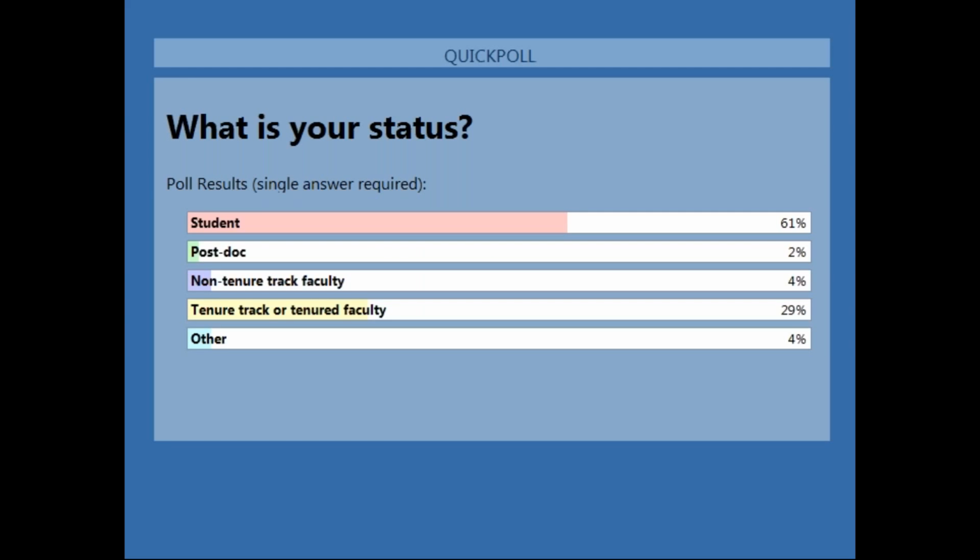So hopefully you can see this. 61% of you are students, 2% postdocs, 4% non-tenure track faculty, 29% tenure track or tenured faculty, and 4% other. Okay, and then I'm going to close the poll, and sorry.